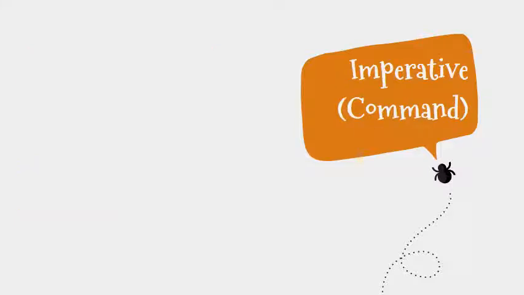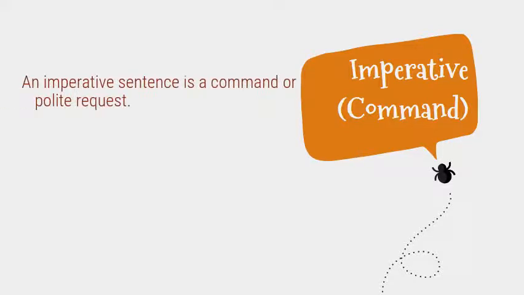The third type of sentence is imperative, or command. An imperative sentence is a command or a polite request. It is an order, when you are telling someone to do something, or a polite request, when you want a favor from someone.